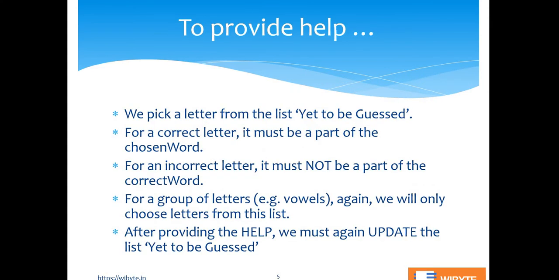So to provide help, like I said, we'll pick a letter from the list yet to be guessed. For a correct letter, it must be part of the chosen word. Likewise, for an incorrect letter, it must not be a part of the chosen word. So these two conditions we can detect. For a group of letters, we again make sure they're all chosen from this list only. They can be correct, incorrect, either way. We have to code accordingly. And like I said, after providing the help, we must also update this list yet to be guessed. So with these ideas, let's get on with the code and see how we can do all this.